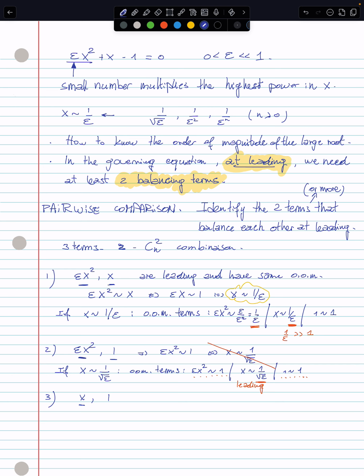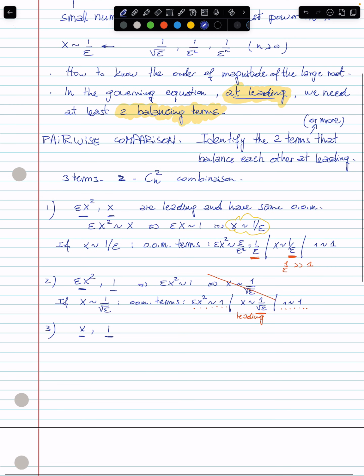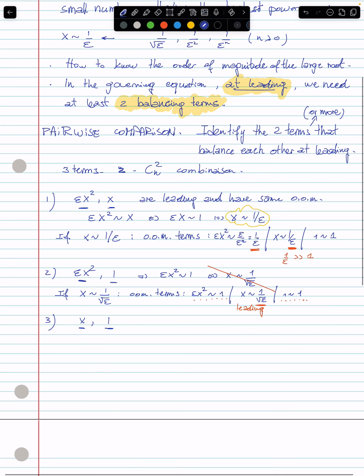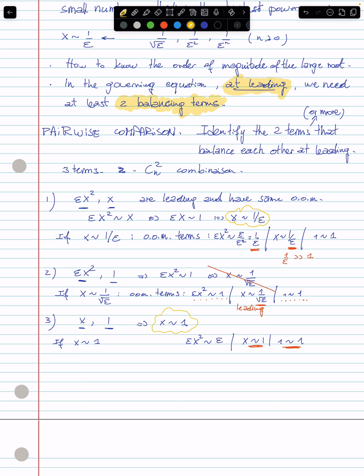Last but not least, third option, we assume that the last two terms balance each other. This one is simpler because it would just mean x is of order 1. And if x is of order 1, then we have epsilon x squared is of order epsilon, x is of order 1, and 1, of course, is of order 1. And then we see that we have the two leading terms over here, and the other one is much smaller. So we have a second possible order of magnitude for the root of the problem.